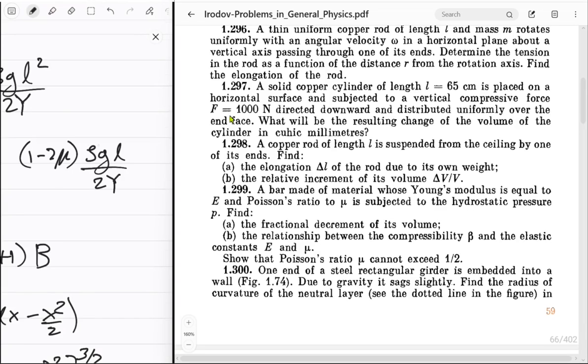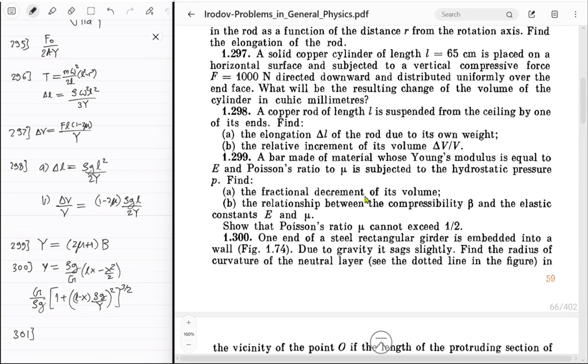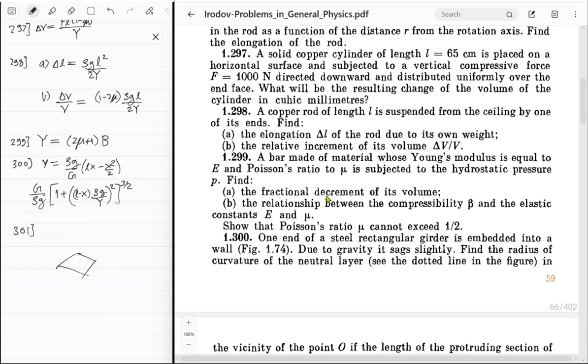The problem is with 299. A bar made of material whose Young's modulus is E and Poisson's ratio is mu is subjected to hydrostatic pressure P. Find the fractional decrease in its volume and the relationship between compressibility and the elastic constants E and mu. What I did was take one surface of this block, a cube or whatever it is. Actually two opposite surfaces, the top and bottom. The stress there is equal to the strain times the Young's modulus.